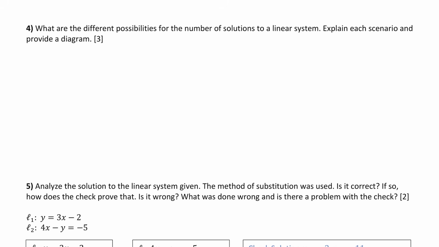Question 4 says, what are the different possibilities for the number of solutions to a linear system? Explain each scenario and provide a diagram. So I know for a linear system, there could be one solution, and that happens if the lines have different slopes. So I'll just draw two lines with different slopes and show that they intersect at a single point.